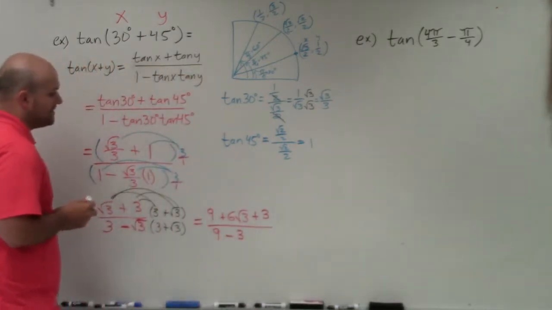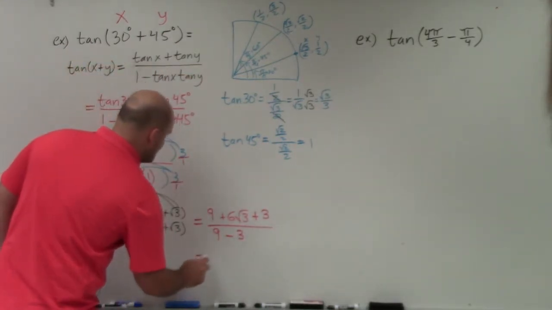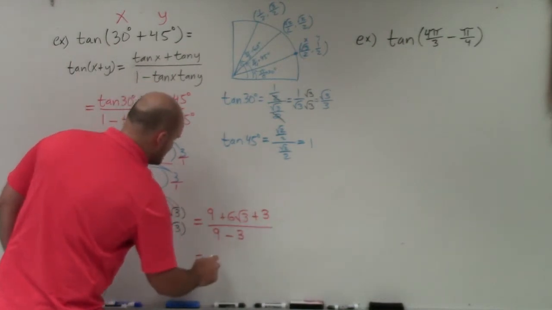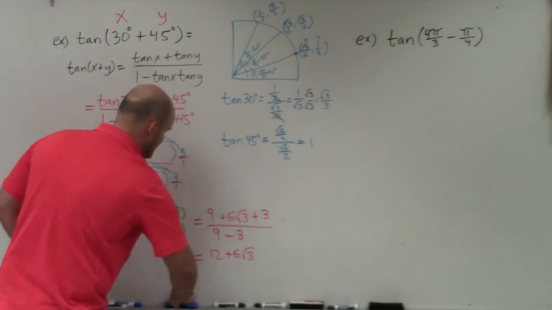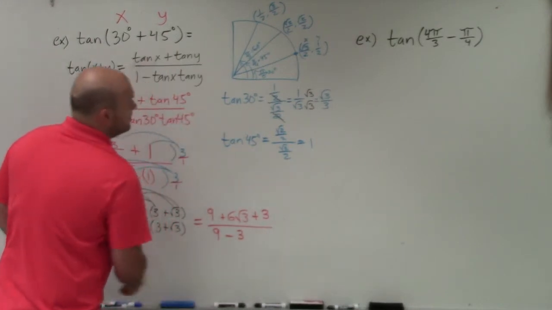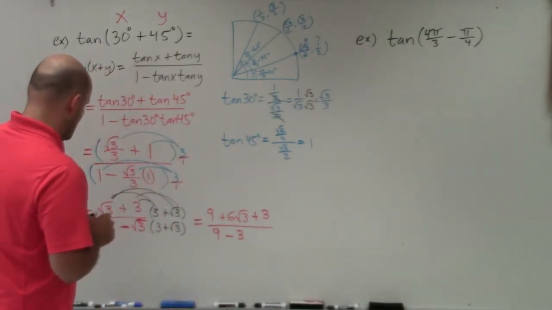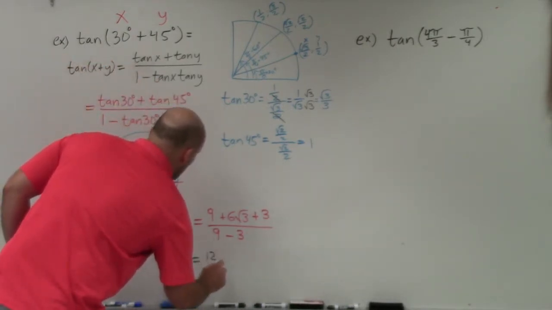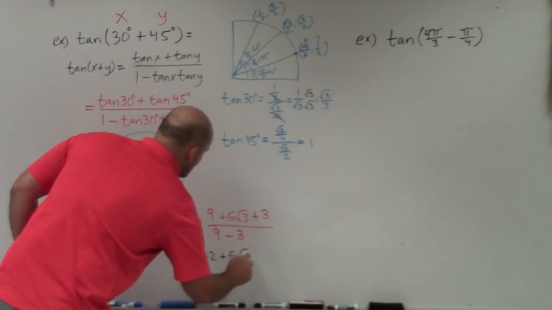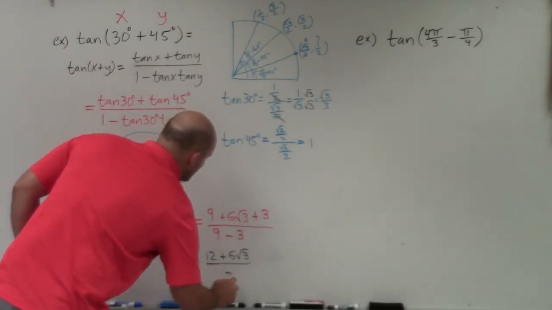OK? Then what you can see is I can combine these terms here to give me 9 plus 3, which is 12, plus 6 square root of 3. Actually, let's use a different color. I'm taking a lot of space here. That's going to give me 12 plus 6 square root of 3 all over 6.